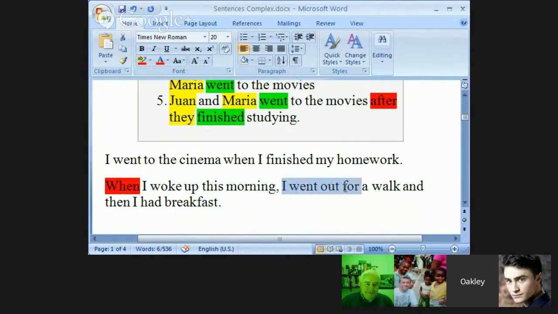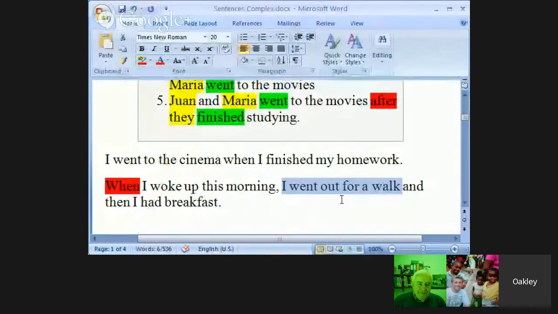Are there two subordinates? In this case, went out for a walk and had breakfast. Are there two sentences? It very much looks that way. Mustafa, come on back. Okay, so this, I went out for a walk, is clearly my independent clause, right? It must be, or at least part of it.